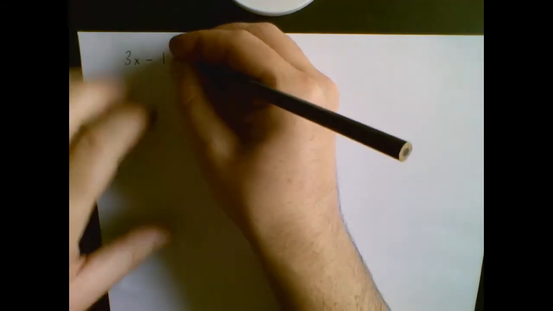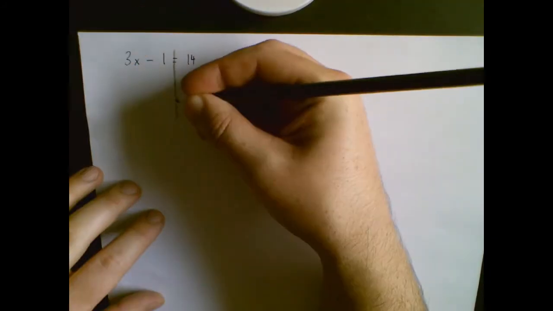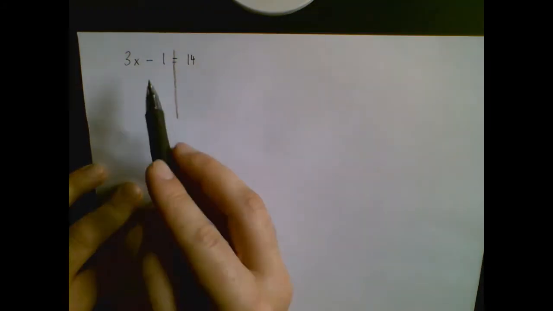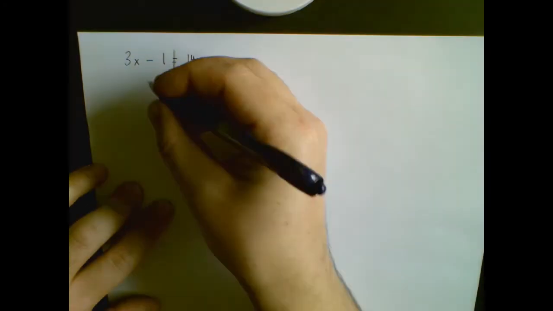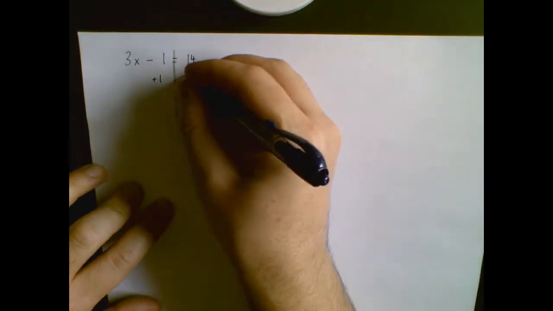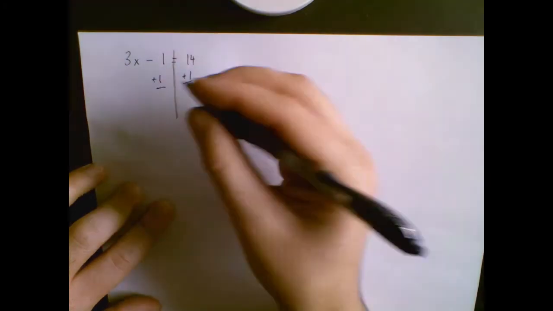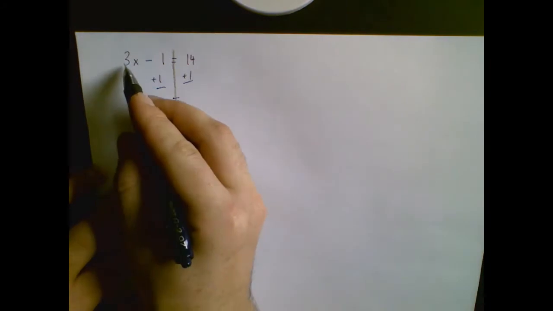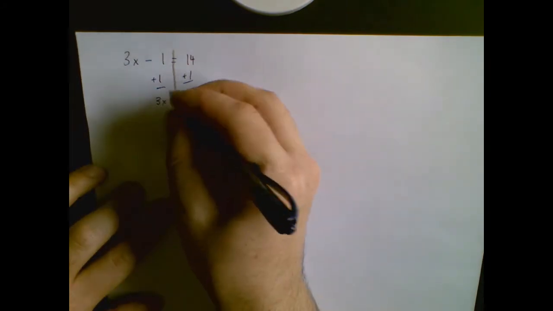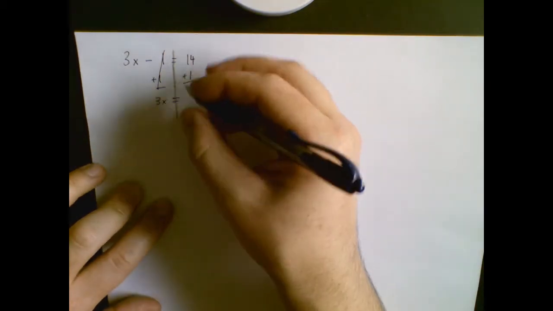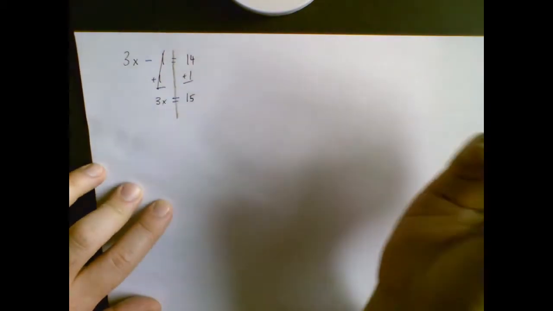But I do like my line here, so I'm going to draw my line down. So do I have any addition and subtraction on the side that has the variable? I do. I got a subtraction right there. So I'm going to undo subtracting 1, which I do by adding 1. I'm going to do that to both sides. Okay. That adds up to 0, so it's unnecessary. So I'm just going to bring down the 3x, because this part doesn't matter, because it adds up to 0. 14 plus 1 is 15.